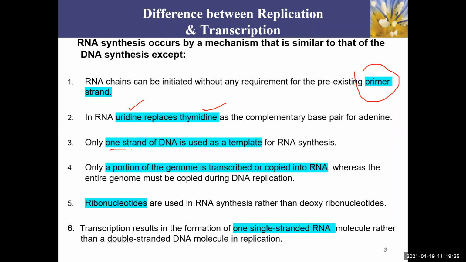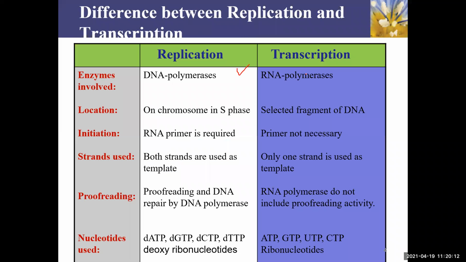But here you will see only one strand of DNA is used as a template for RNA synthesis. There we saw that the entire genome should be replicated, but here only one portion of the genome is copied, right? Only one part of the DNA is copied. And there we had deoxynucleotides used; here we have ribonucleotides. So transcription results in the formation of a single-stranded RNA, but there we formed double-stranded DNA. Is it clear to everyone? You should know the difference between replication and transcription. Read the table.